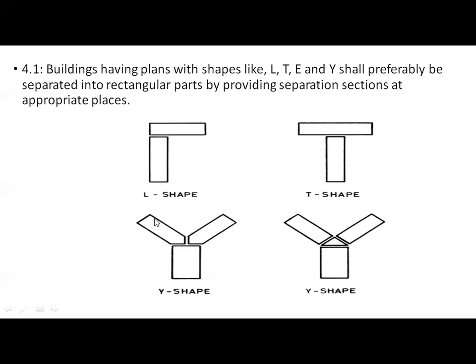So such types of shapes we have to select which are symmetrical, where the center of mass will act at the center. So we cannot use such types of building like X type, Y type, T type, L type.